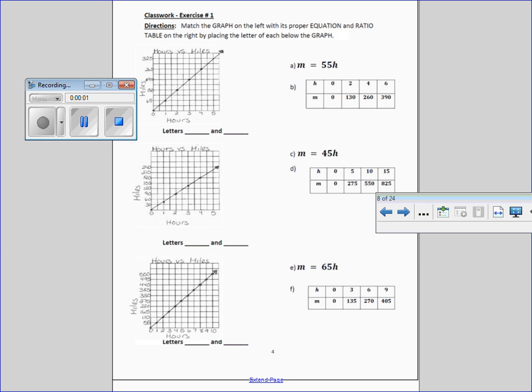What they want you to do is match the coordinate plane to the proper equation and equivalency ratio table. So for each one of these coordinate planes, there's a matching equivalency ratio table and a matching equation. And you've got to figure it out. So see where it says letters blank and blank? One of these letters for the coordinate plane has to match up, or for the ratio table, and one equation has to match up. So here's our plan of attack.